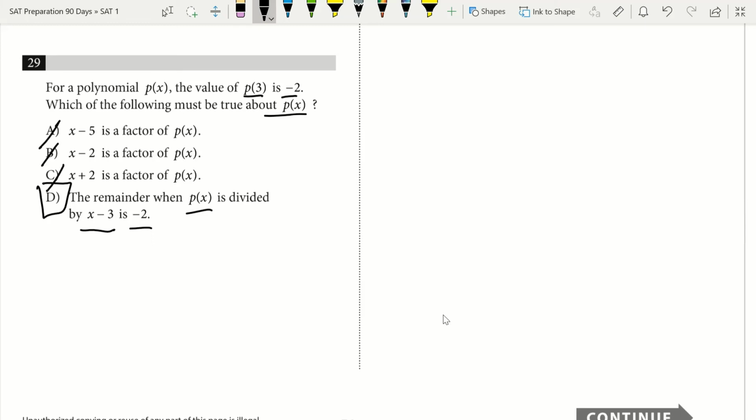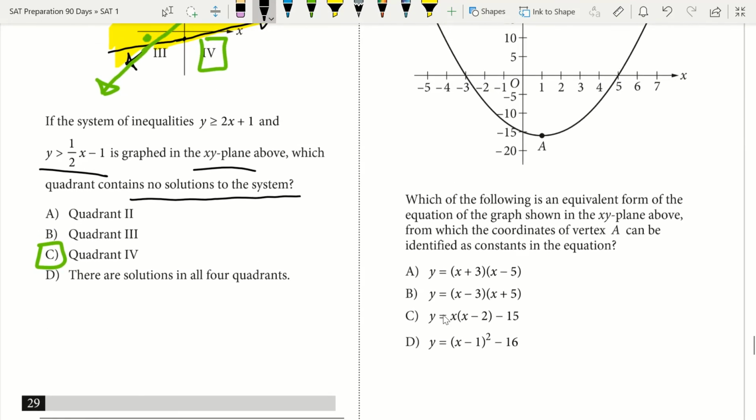That one right there is just understanding. The quickest way to get to your answer is understanding that if it's going to be a factor, then that value would have to be 0. So since it doesn't say 0, it can't be a factor. The answer is going to have to be D. That's the quickest way to understand that.